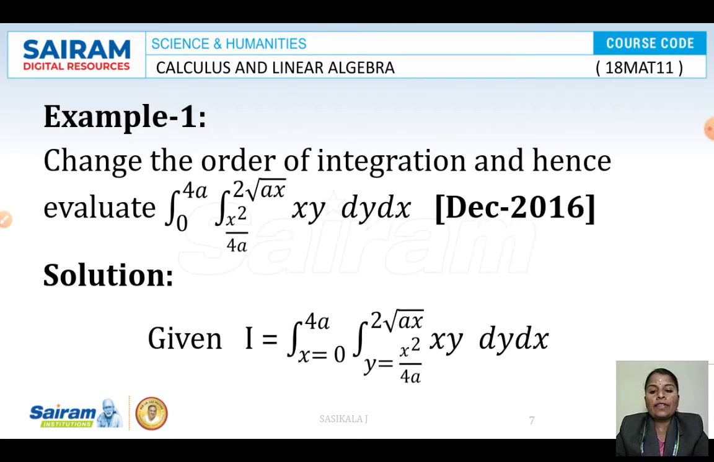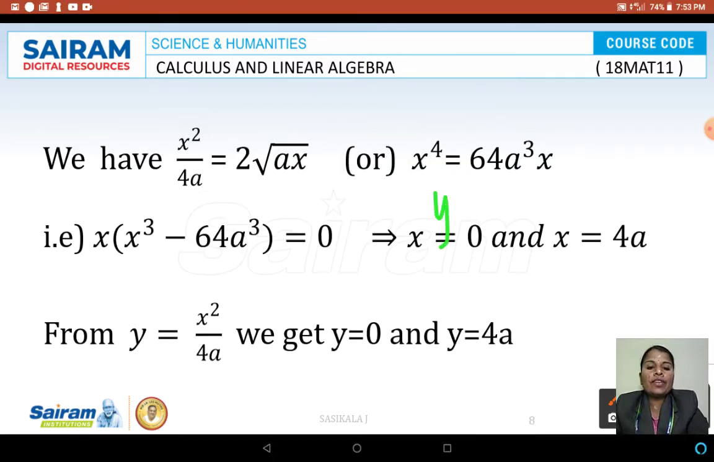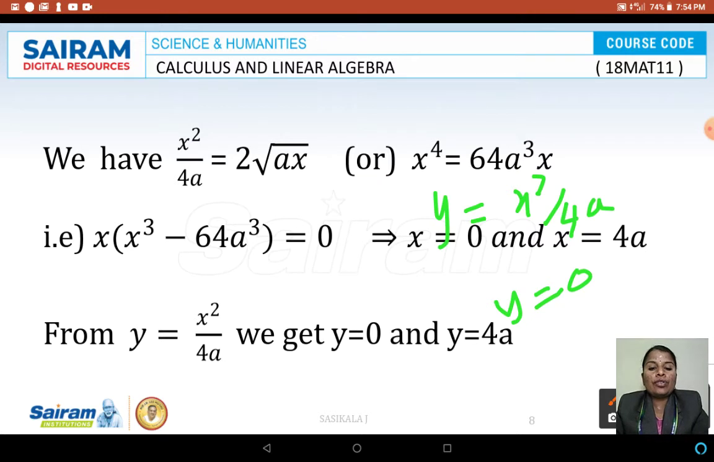If you want, you can substitute the x limit into any one of the equations. Y is equal to x squared by 4a. So substitute x is equal to 0, y will be 0. And then x is equal to 4a, you can substitute. What will happen? One 4a term will get cancelled. Y is equal to 4a.